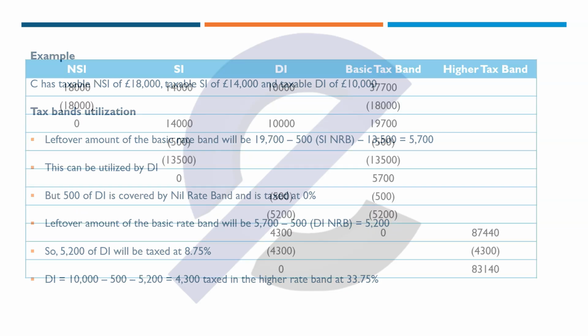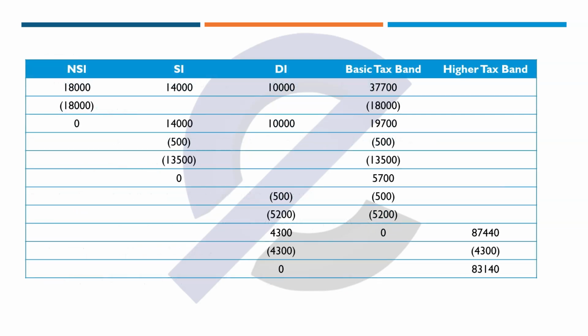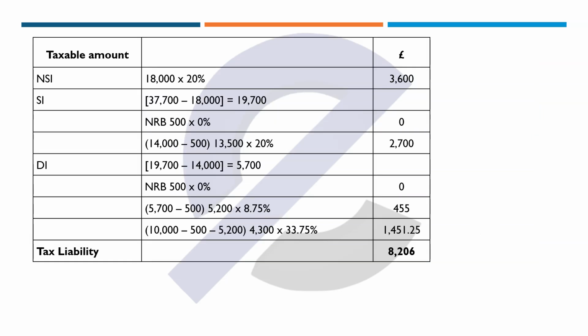So this is the tabular application of the utilization of the tax bands. We arrive at the tax charge of £455 and £1,451.25 for dividend income, and the total tax charge amounts to £8,206 because the final answers in tax should always be to the nearest pound.